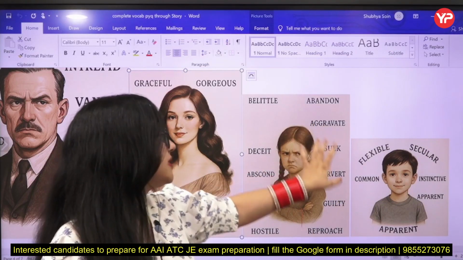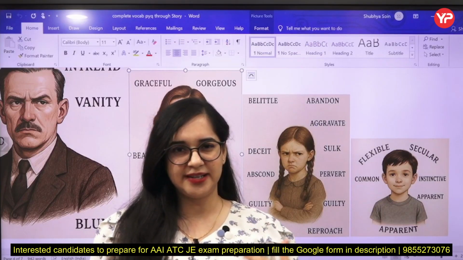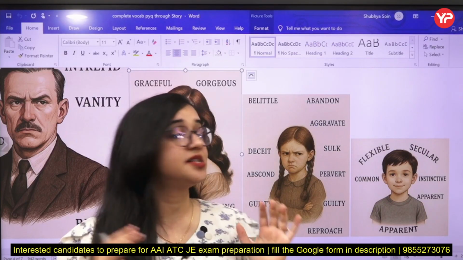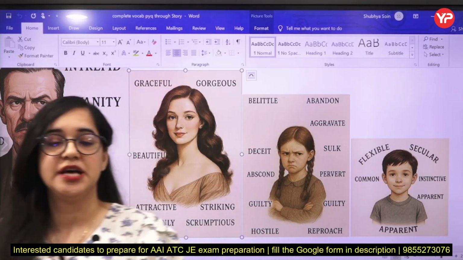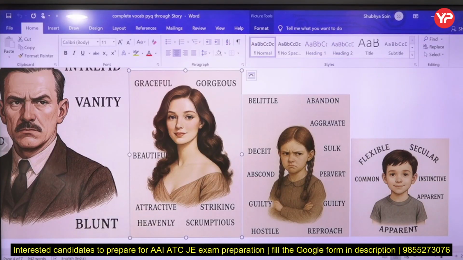Then it is about sulking. Sulking is when you're sitting idly in a room, very bad tempered, right? You're not speaking anything, you're just sulking. That is sulk. Aggravate, that is to make things worse. That is aggravate. Increase the weight of that thing, that is making things worse. And then it's reproach. Reproach is when you don't like to be comfortable in talking to someone, that is termed as reproached.